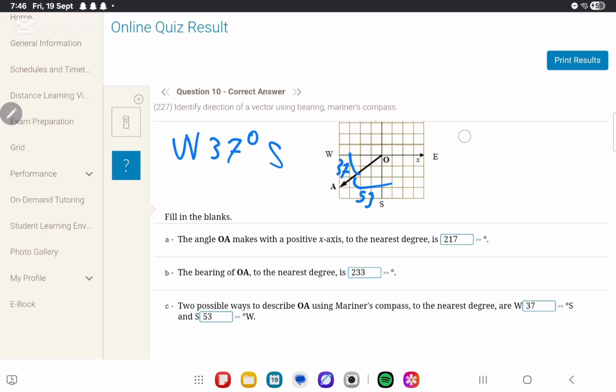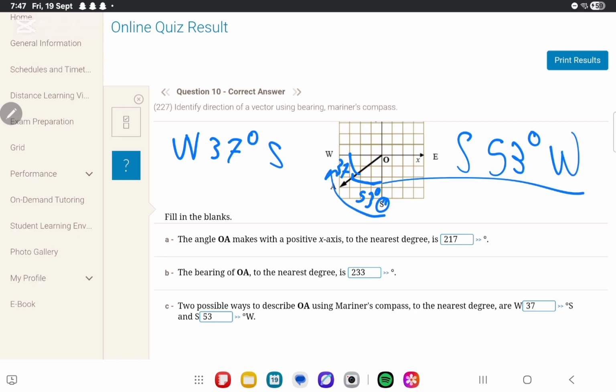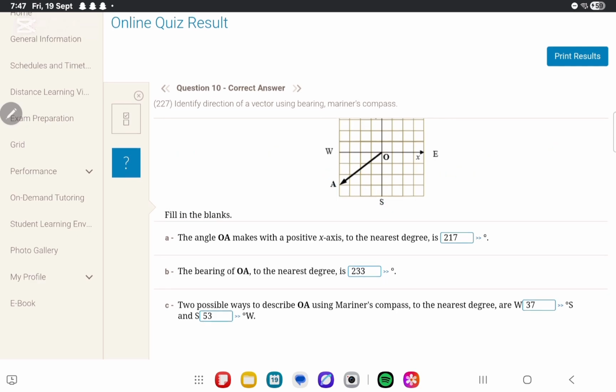So this part was 37. This part was 53. West 37 degrees south. Now I can start off at the south, right? And I know the angle between the southern point on the y-axis, so the negative y-axis, and the vector is 53 degrees. South is here, the vector is here. The difference is 53 degrees between them. So south 53 degrees, and as you can see, I'm moving towards the west, so south 53 degrees west. That's how you solve this.